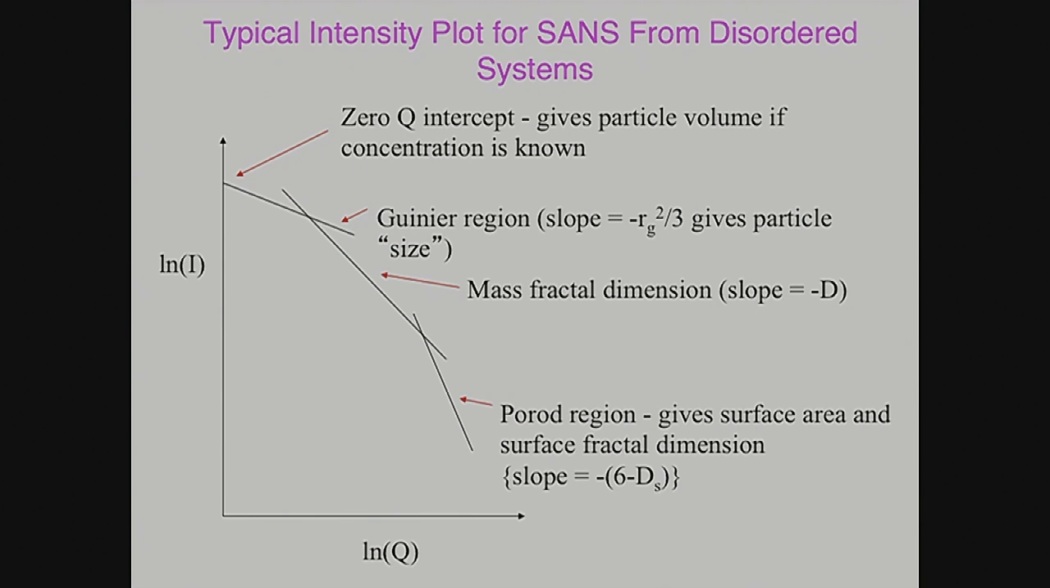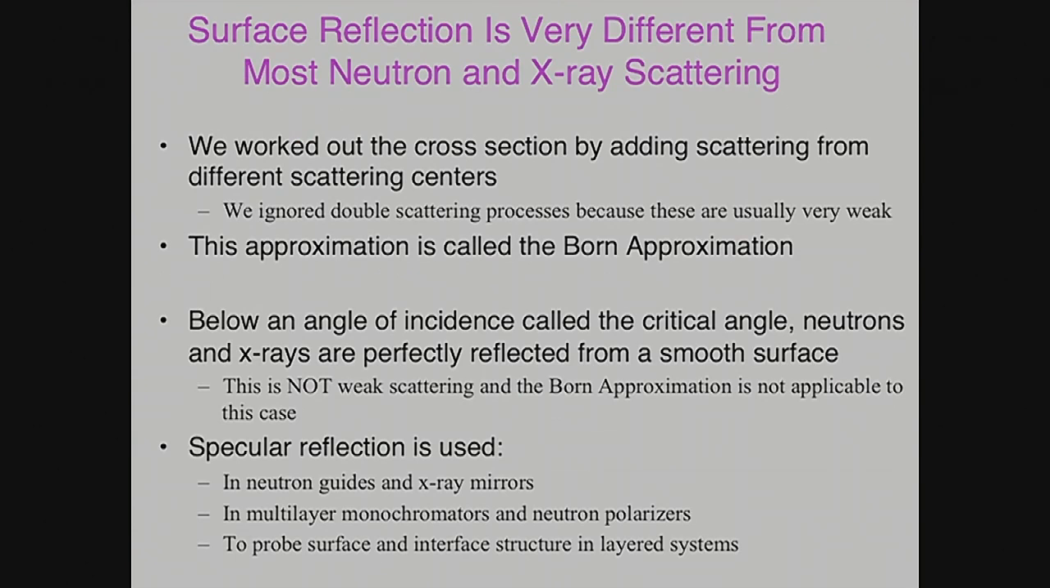Here's what you measure. Zero intercept will give you particle volume. Guinier region gives you a size. This sort of region might give you a mass fractal dimension, and in the Porod region up at higher Q, you'll get the surface fractal dimension, or the slope of minus 4 if the particle is smooth. So you can get a lot of information out of SANS experiments. They're very powerful. It's probably the type of experiment that has the largest number of users in neutron scattering. And that's not true in X-ray scattering. Probably the largest single block of users in that case is protein crystallography.